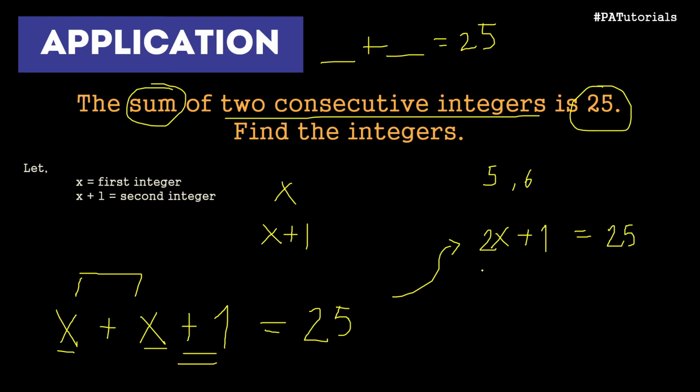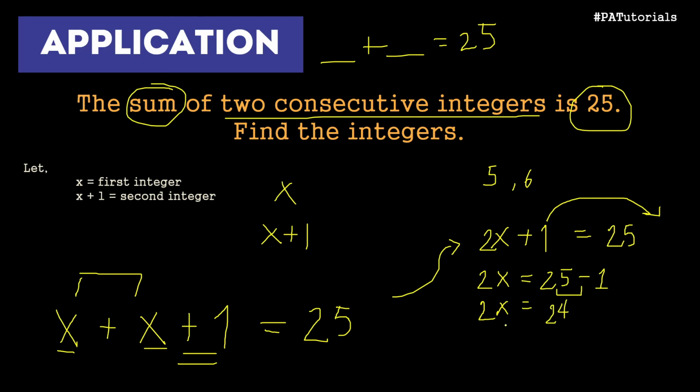Okay? Now, after nyan, itra-transpose natin yung 1 dito sa side na to isolate the variable. So, ibig sabihin, 2x is equal to 25 minus 1. Bakit minus? Kasi transpose natin, automatic, yung positive na sign niya would be magiging negative. So, that would be 2x is equal to 25 minus 1 is equal to 24.